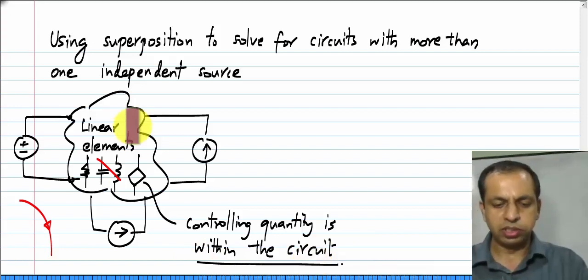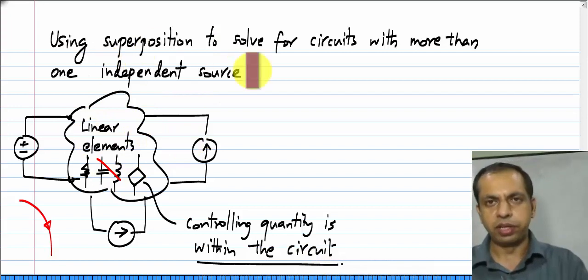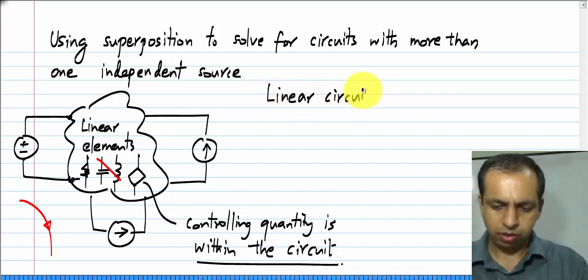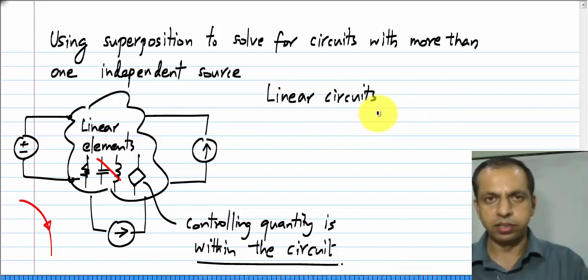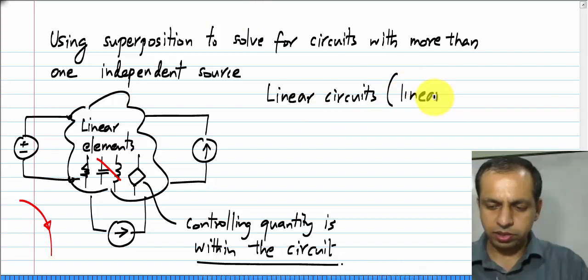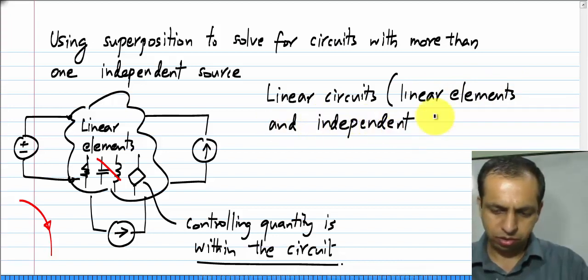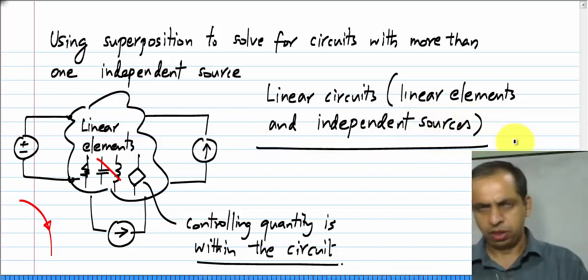Now, because these are all linear elements, it turns out that we can use the principle of superposition. Okay. So, we will call these linear circuits. Obviously, it means a circuit that consists of linear elements and independent sources. Okay.